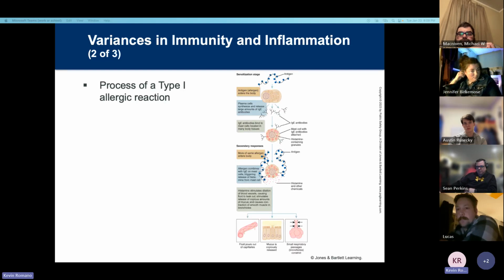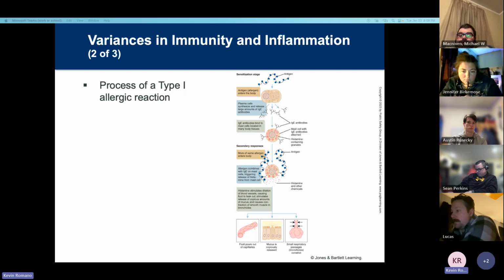This is the process of a type 1 allergic reaction. The antigen enters the body, plasma cells then synthesize and release large amounts of IgE antibodies, as you can see here. The IgE antibodies then bind to the mast cells located in many body tissues. This is the sensitization stage. And you go into the secondary response where the same allergen, that antigen, enters the body.